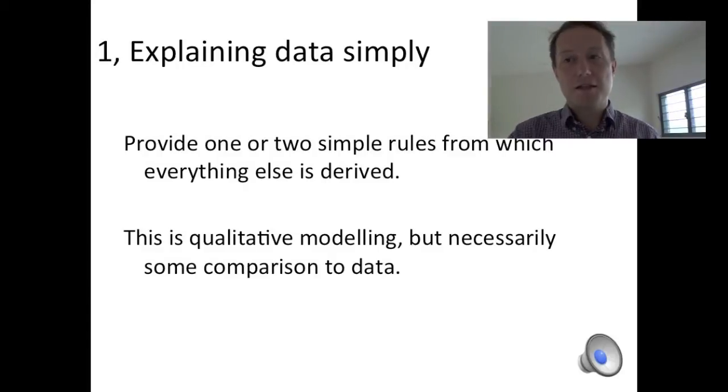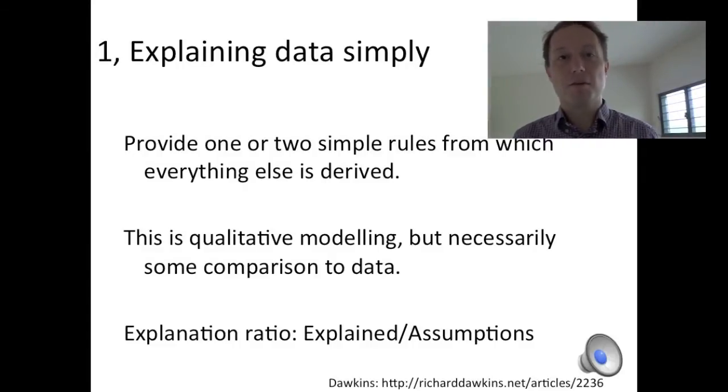Now what I like is this idea of the explanation ratio. This is something I got from reading Richard Dawkins. The explanation ratio, the idea is that you want to explain a certain thing and you want to divide it by the assumptions. So if the assumptions are very shortly stated and the amount of different things that are explained is very big, then we can be happy.